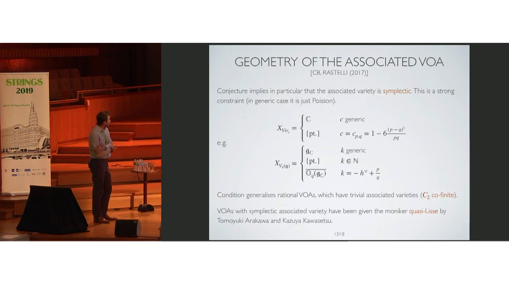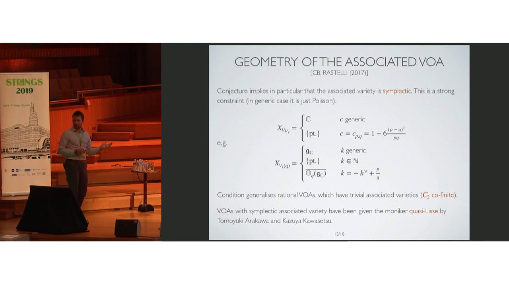In particular, a consequence of this conjecture is that the associated variety of these vertex algebras is symplectic. The Higgs branch of a 4D N=2 theory is a symplectic variety. In contrast, a generic vertex algebra has a Poisson but not symplectic associated variety. So here are some examples. If you take the Virasoro algebra at generic values of the central charge, then its associated variety is just C with the trivial Poisson bracket. So that's Poisson but not symplectic.